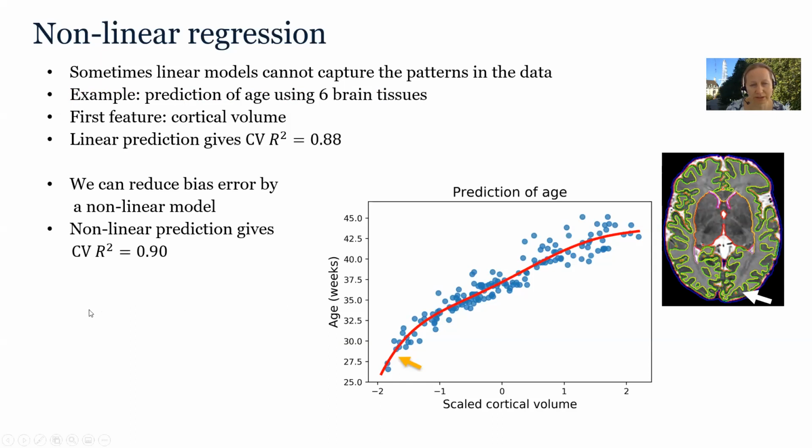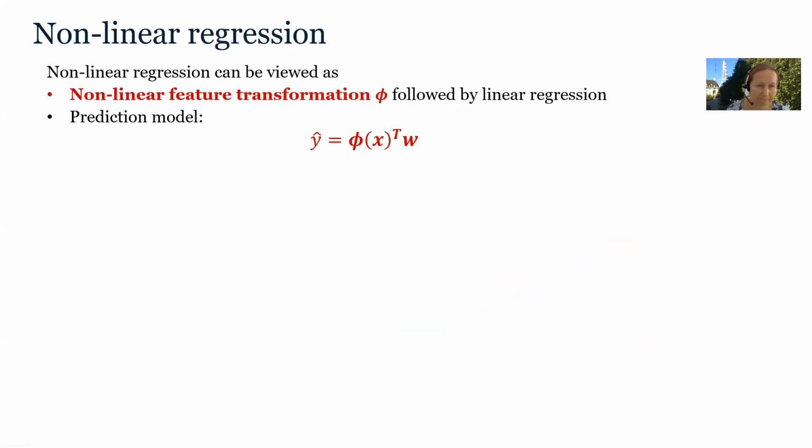So we can try to reduce the bias error by fitting a nonlinear model, and we see that that worked. So the bias doesn't appear there anymore. And this is also confirmed quantitatively. When we calculate the cross-validated R2 score, it rises to 0.9. So how can we formulate a nonlinear regression model?